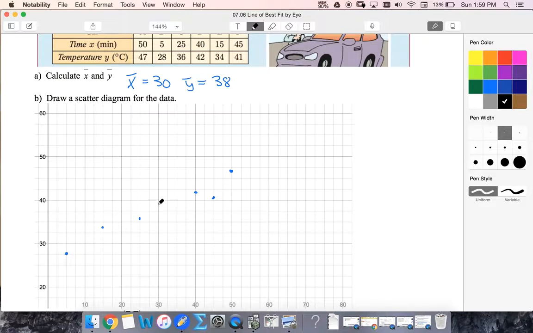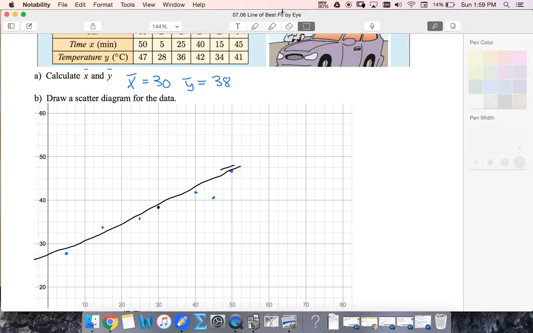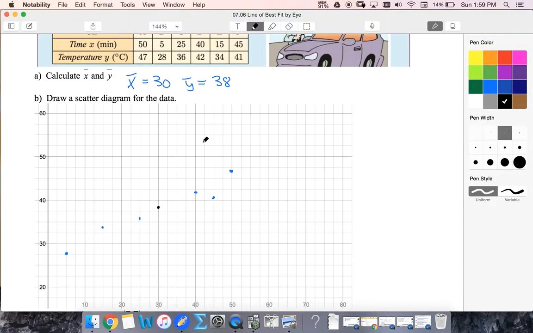So 30, 38. And now draw your straight line. You have to go through the mean and have an equal number of points above and below. So I'm going to try and do a better job this time. Not a good start. All right, so I have 1, 2, 3, 4 below, and then sort of 1, 2 above. So that's not a very good job. Let's see if I can fix it. So I need more above this time.